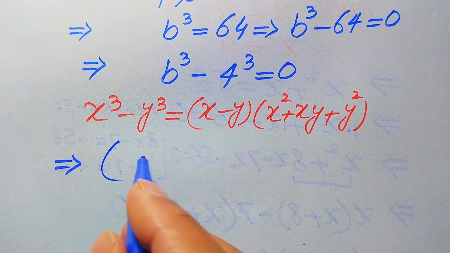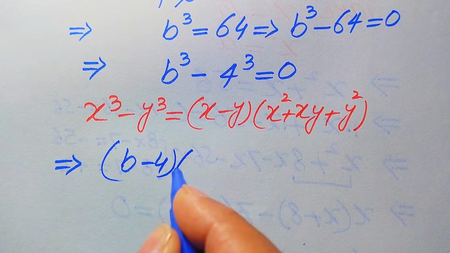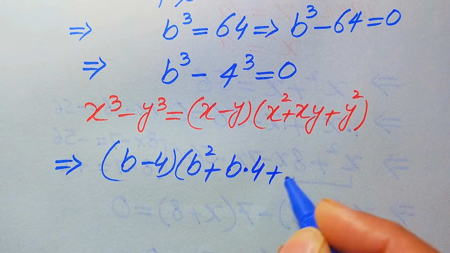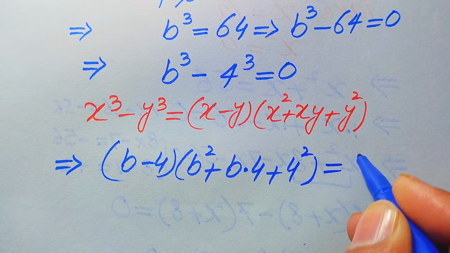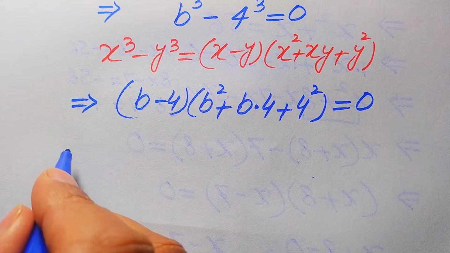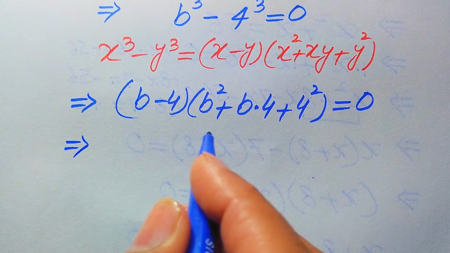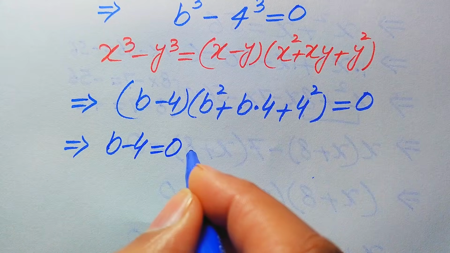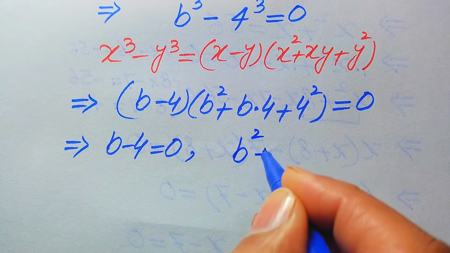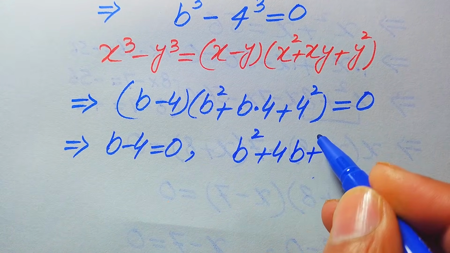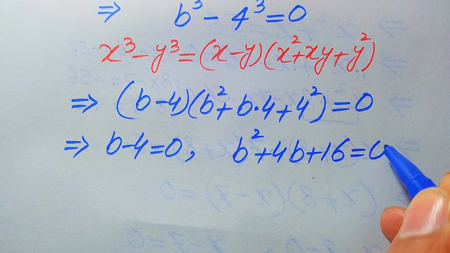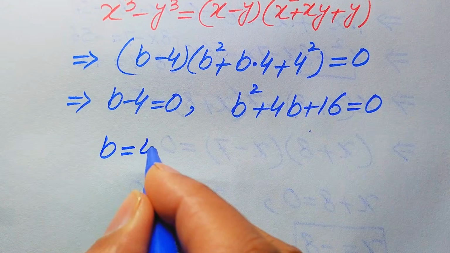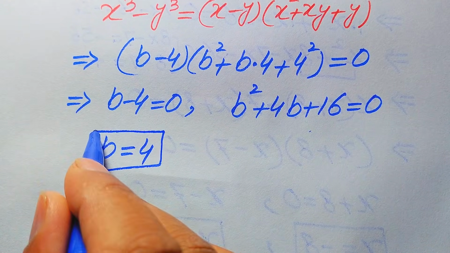So we write it as b minus 4 times b squared plus b times 4 plus 4 squared, and this whole equation is equal to 0. And now in the next step we divide this equation into two cases. The first case is b minus 4 equals 0, and the second case is b squared plus 4b plus 4 squared, which becomes 16, and this whole equation is equal to 0. Now we move this minus 4 to the right hand side, and we get the value of b equal to plus 4.